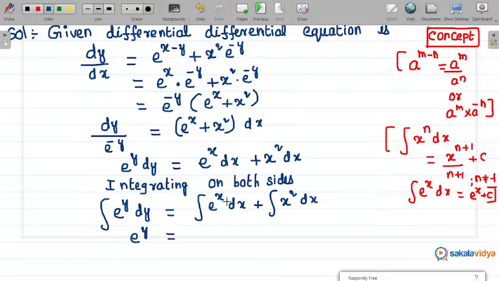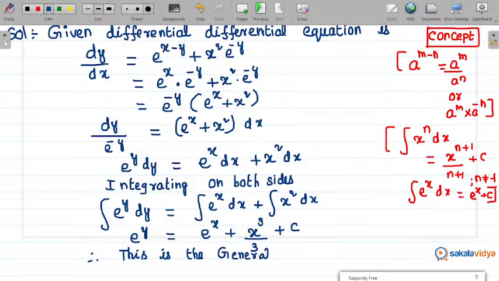then what do we get now here? Integral of e power x dx is e power x plus integral of x square is x to the power of 2 plus 1, 2 plus 1 means 3, by 3 plus constant of integration. So, therefore, this is the general solution of the given differential equation.